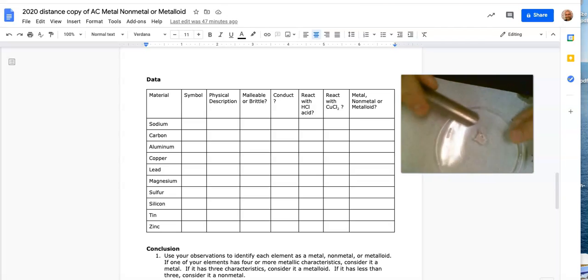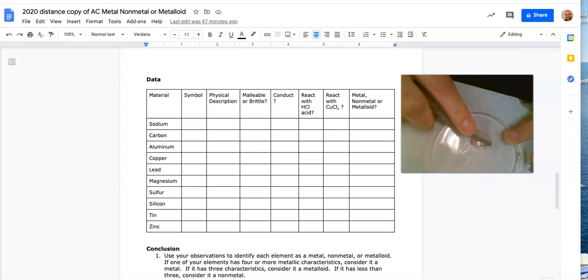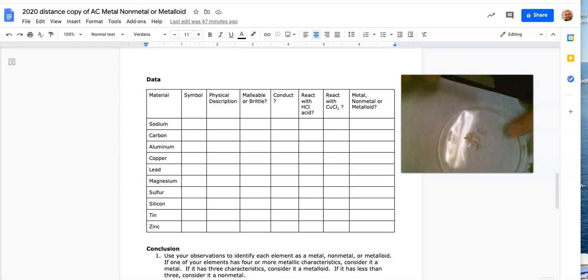Thinking about what sodium looks like in its physical description, we noticed right away that it's a solid, and it does have this shiny metallic luster. Whether it's malleable or brittle, we can take a look at. I am actually able to smush it and shape it and cut it with my little tool here, almost like it's some butter that's been in the fridge for a while. So we would say that it is in fact malleable.